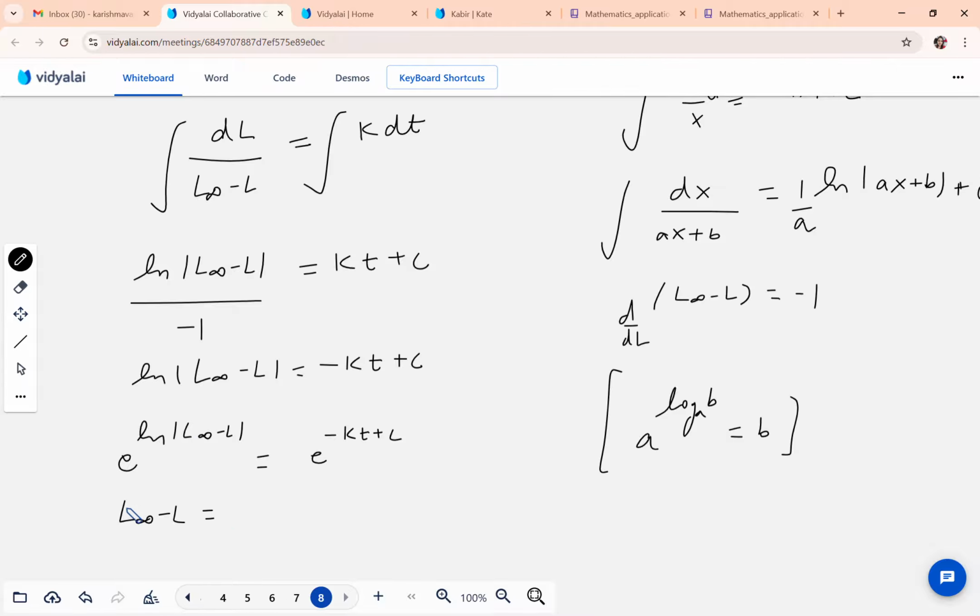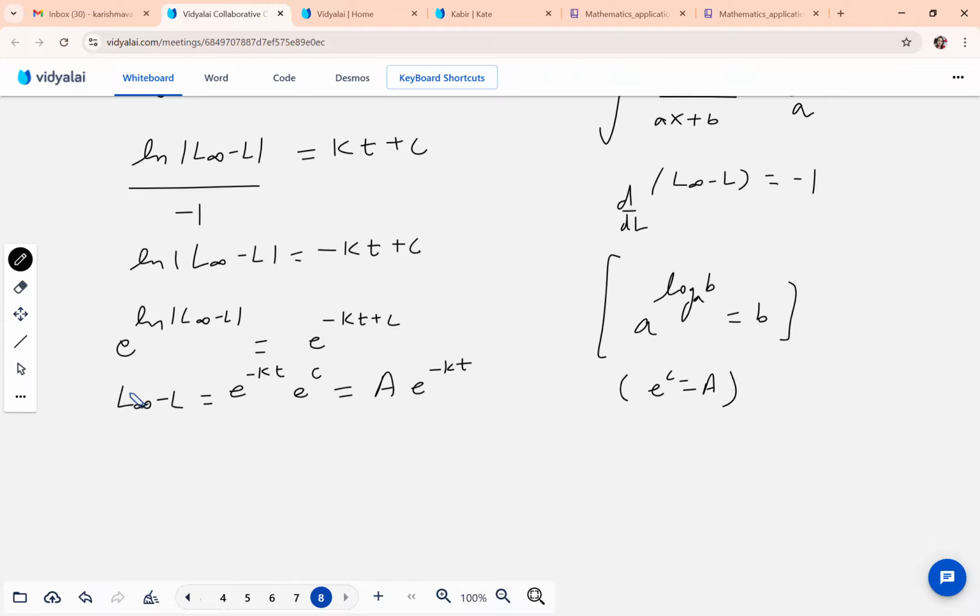and that is equal to, so you can even remove the mod because this will be a positive value. L infinity is greater, right? So it will be positive, and I will just separate the powers here. I will write e to the power minus kt times e to the power c, and we can just write e to the power c as some A, because e to the power c is also a constant and capital A is also a constant, right?